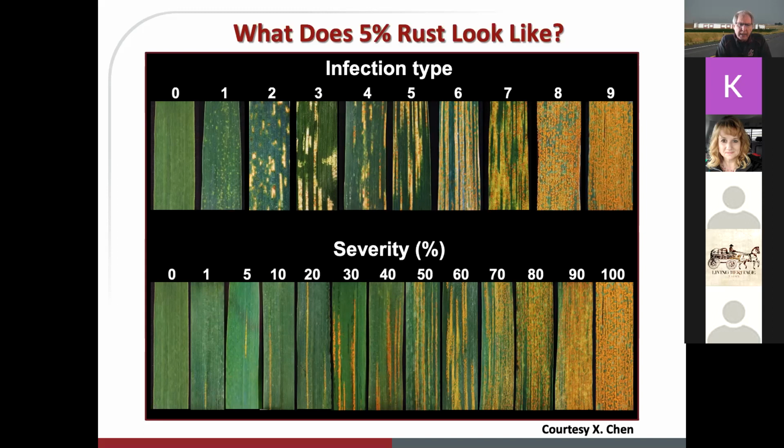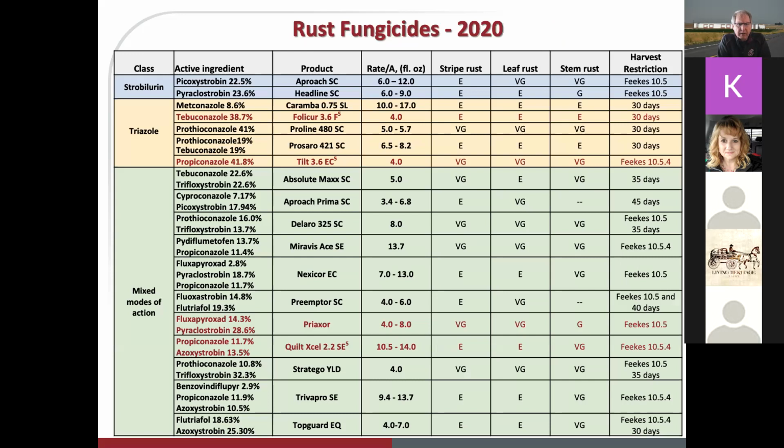So if you see 1 to 2 pustules on the flag leaf and it's still before anthesis, that's a time when you should think about spraying a fungicide. If you get to that threshold, then the next question is, what do you spray? And here's a table of fungicides that can be sprayed for the rusts. I've highlighted some of the very common fungicides used for stripe rust in this table.